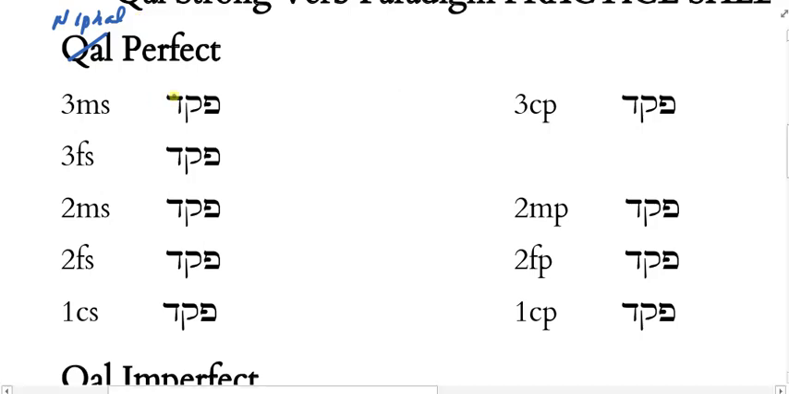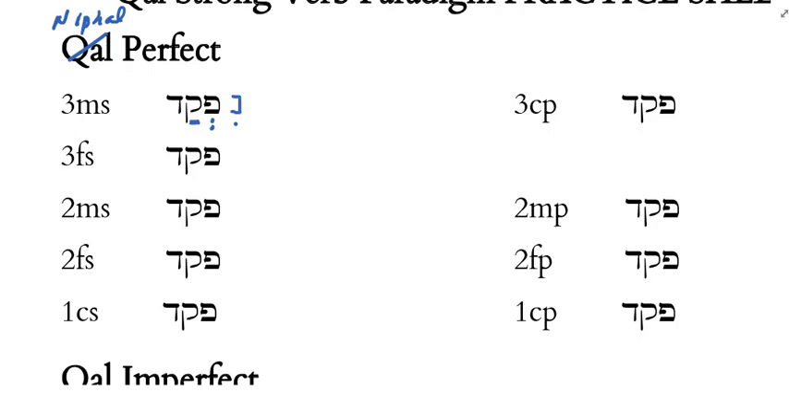What is the Niphal Perfect 3MS based on that principal part that we just saw? Well, it involves adding a prefix what? Prefix nun. What vowel goes under it? Chireq. What goes under root 1? A silent shewa. Okay. I want a silent shewa. Nif. And then what is the theme vowel, the root 2 vowel? Patach. Okay. So that's my vowel pointing for the Niphal Perfect 3MS.